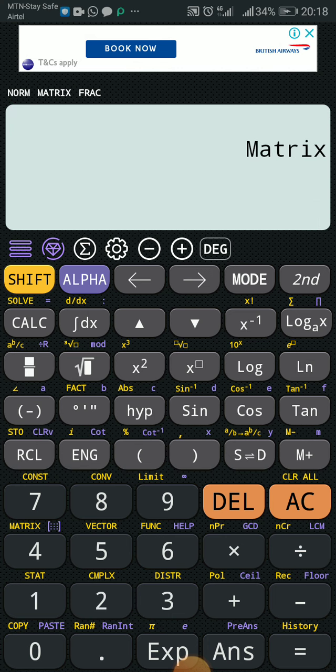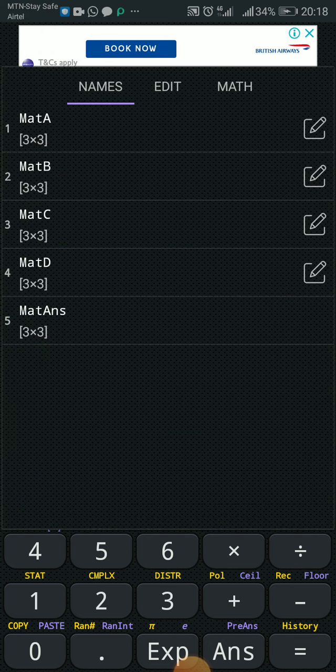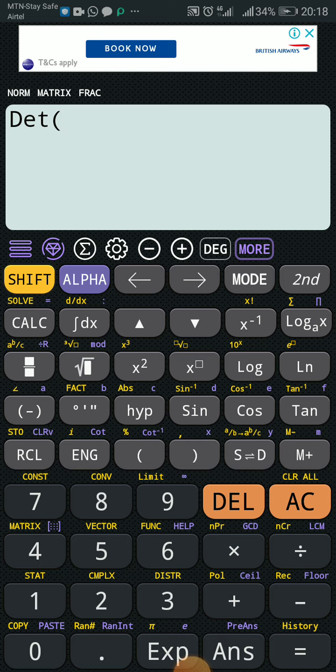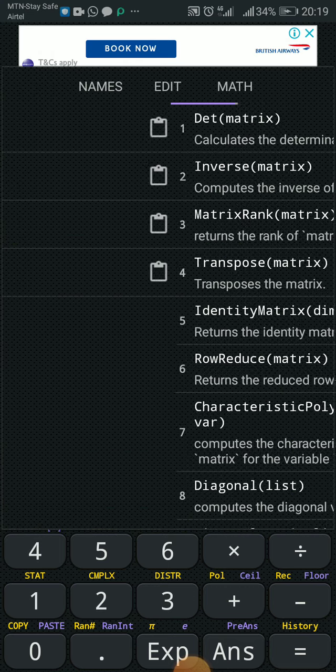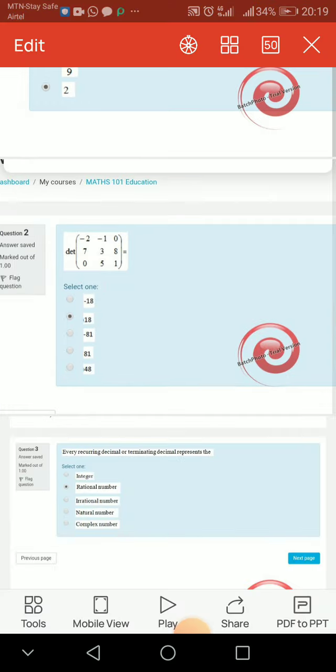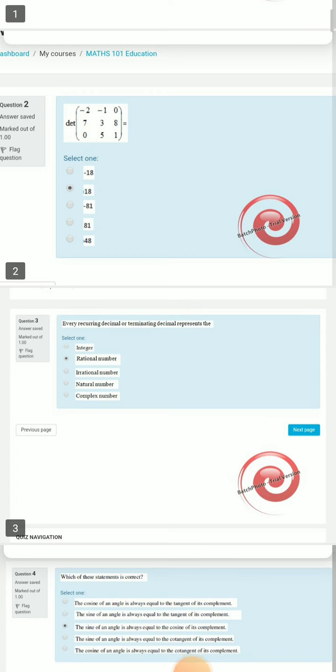But for determinants, I will still say shift 4. Okay, determinant is, this is determinant number 1 based on my calculator. Okay, so determinant of mat A. So once I press determinant, so shift 4 again, then I look for mat A. Okay, and I close my brackets. It shows me 81. But your own calculator, you will need to press equal to get the answer. So the answer is 81. So the answer is D.